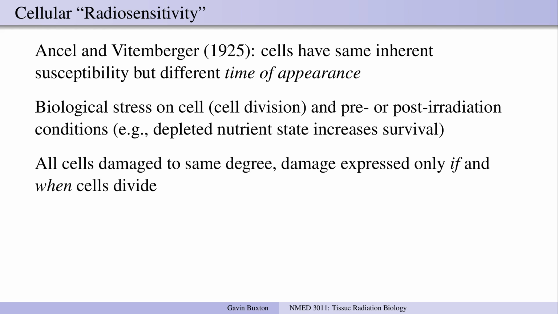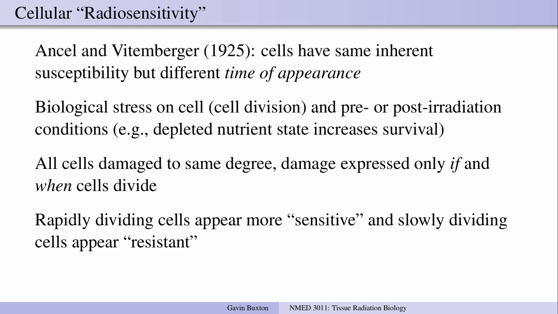Now, all cells will be damaged to the same degree by a given dose of radiation. But what their hypothesis is saying is that the damage will be expressed only if and when that cell divides. In other words, all cells are equally sensitive to radiation, but more rapidly dividing cells express the damage sooner and appear to be more sensitive.